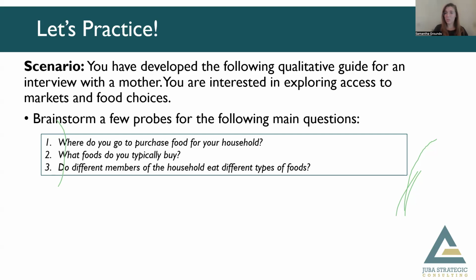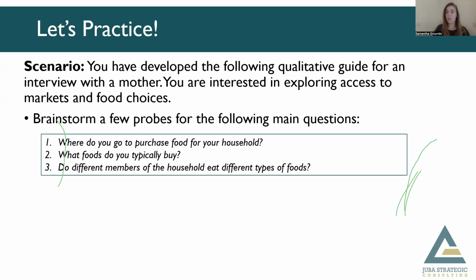Okay, I'm seeing some great ideas in the chat. One would be, how do you have accessibility to the market in your area? How far is the market point from your home? Yep, those are both great questions. Thinking about access, thinking about transportation, trying to better understand participants' lived experiences as far as how are they able to access food markets.